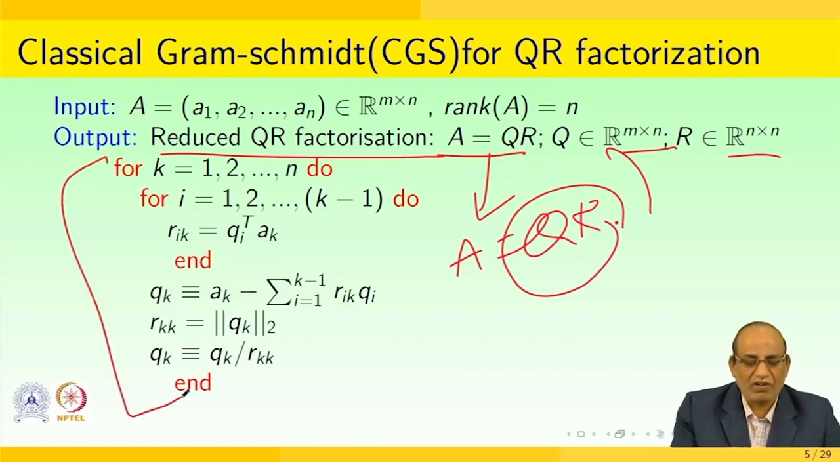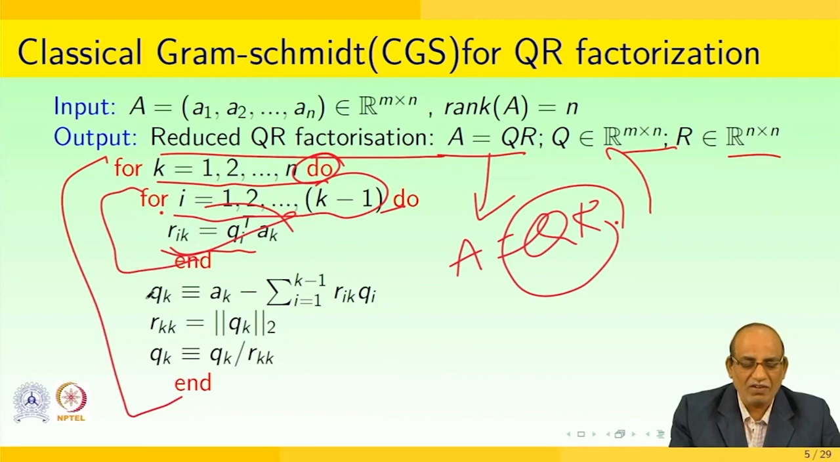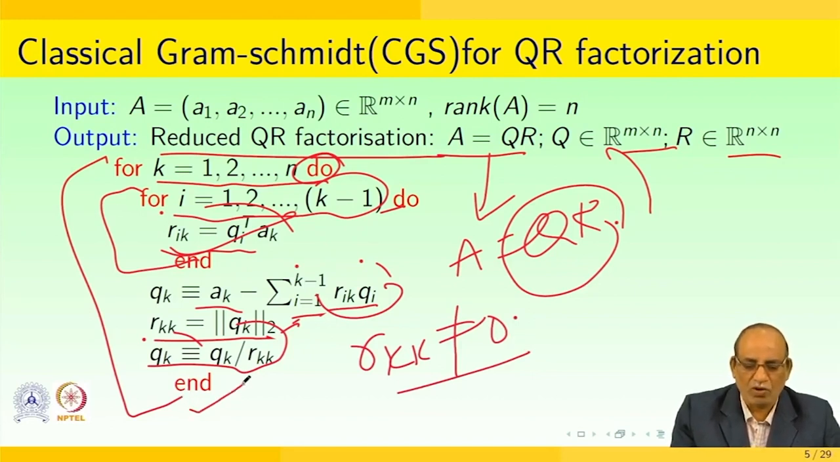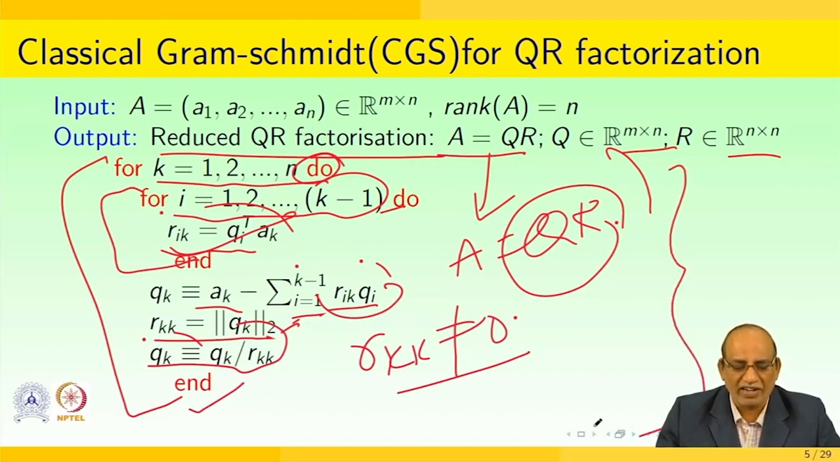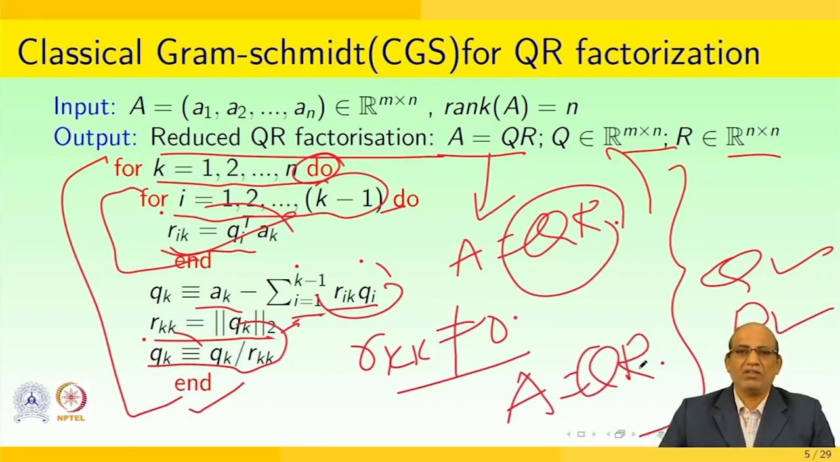So the algorithm goes like this. For k equal to 1, 2, etc., n, do: for i equal to 1, 2, etc., k minus 1, do r_ik equal to q_i transpose times a_k. End, so this loop ended. Similarly, q_k equals a_k minus the summation over i equal to 1 to k minus 1 of r_ik q_i, where r_kk is equal to the 2-norm of q_k, and q_k is then q_k upon r_kk, where r_kk is nonzero. Then I close the loop. So essentially you are finding two matrices Q and R such that A is equal to Q times R. This is how the algorithm works.